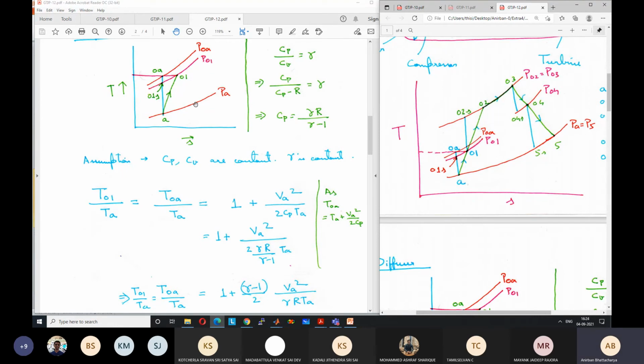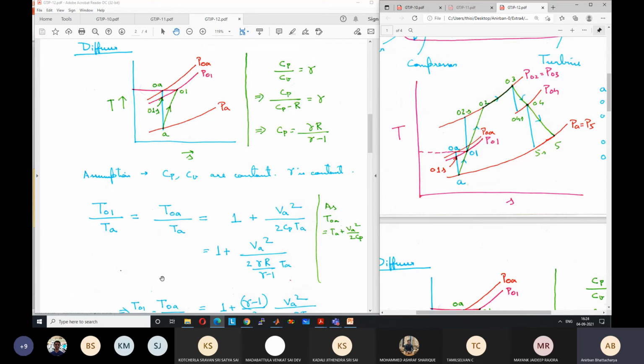So what happens to the pressure? The pressure will decrease, because at the 0A point the constant pressure line is P0A, but at the 01 point the constant pressure line passing through it is P01. We can see that P01 will be lower than P0A. So the pressure is lower than what we would have obtained if there were no frictional losses. Because of frictional losses, we get slightly lower pressure in the diffuser. That we will define today in a couple of minutes by using a diffuser efficiency.